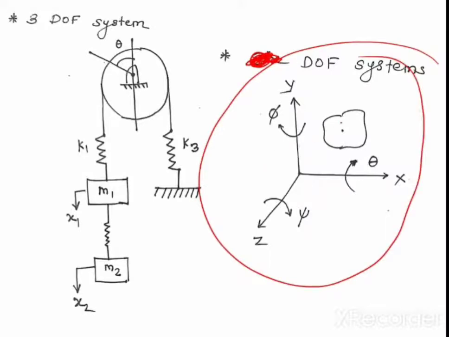Now this is nothing but a body in a space. If I say that there is a body in a space, how many degrees of freedom are there for a free body in a space? Let us say you are in a space. So any body, if you place in a space, how many degrees of freedom will be there? Anybody?